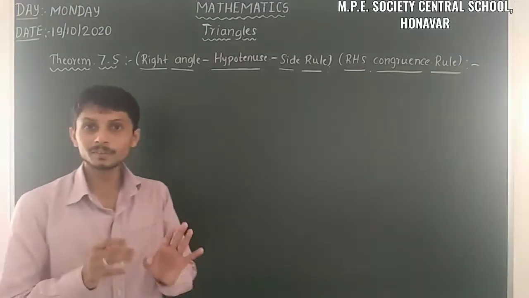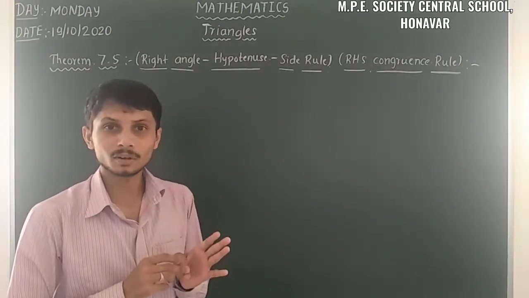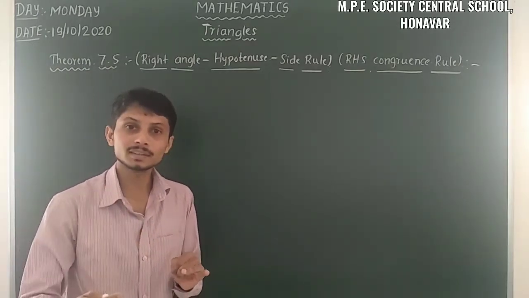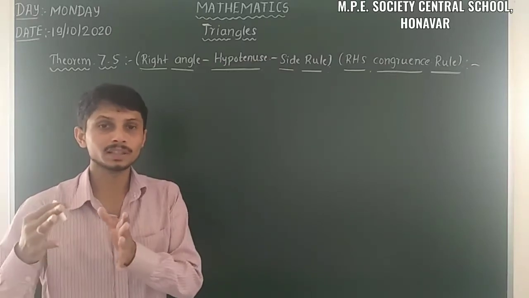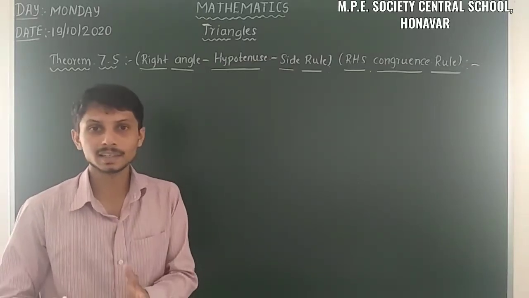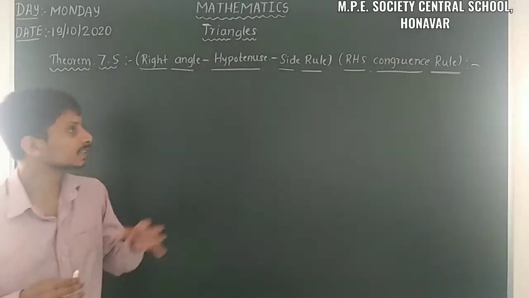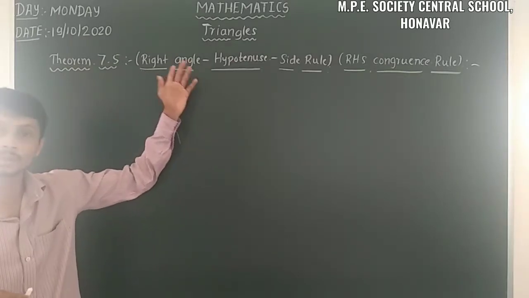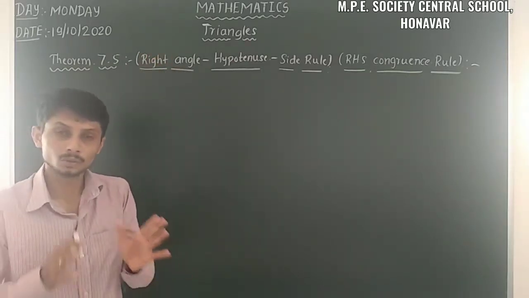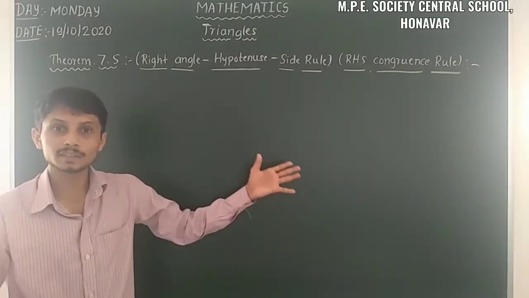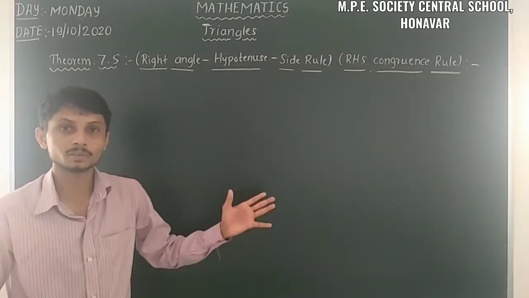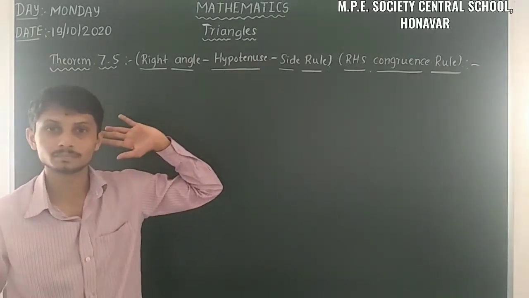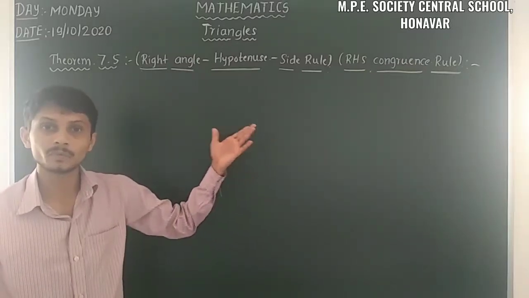So already we know about ASA congruence, SSS congruence and SAS congruence. In those we have some corresponding sides and corresponding angles equal. Here we have to consider a right angle. Those two triangles must be right angle triangles only. Also we have to be aware of one hypotenuse and one side. So let us know what the statement is.